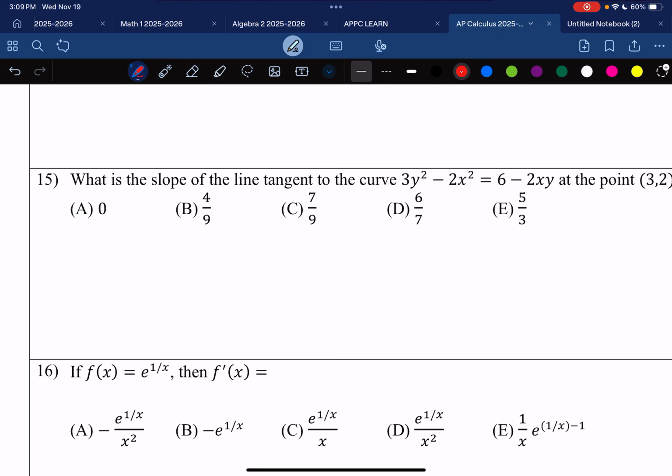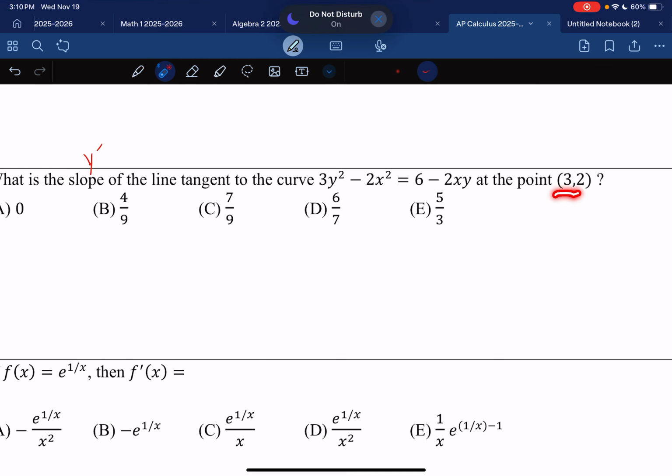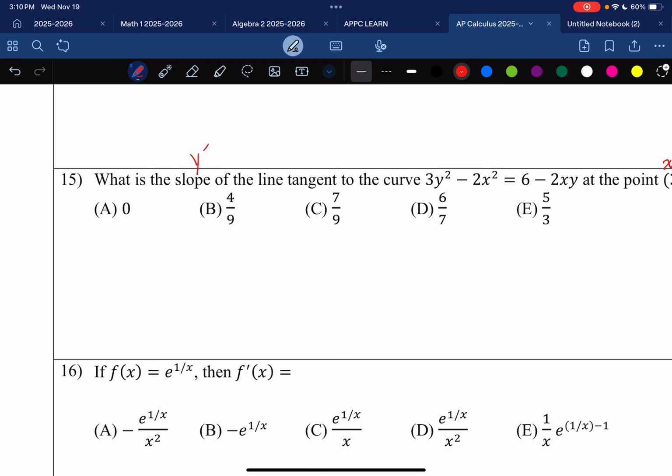In number 15, I'm asked to find the slope of the line tangent. I'm not asked to find the equation of the line tangent. A lot of people think it's the equation. It's just the slope. I just need to take the derivative. I just need to find y prime. Because we are just trying to find y prime, I'm going to take the derivative. And I'm noticing it's giving us a 3, 2, which means I have an x value and I have a y value that I can immediately plug in after taking the derivative. So let's take the derivative.